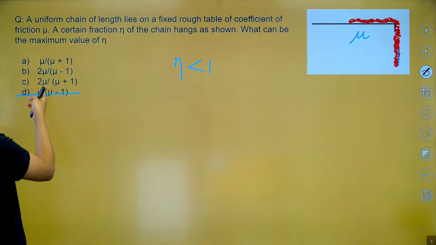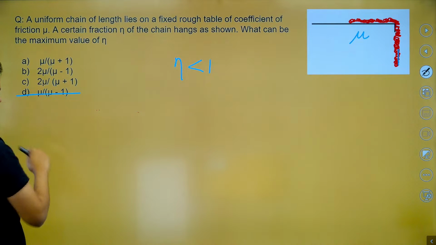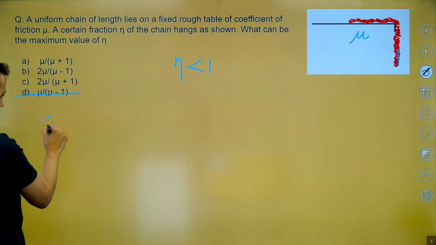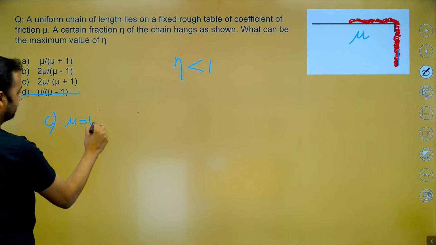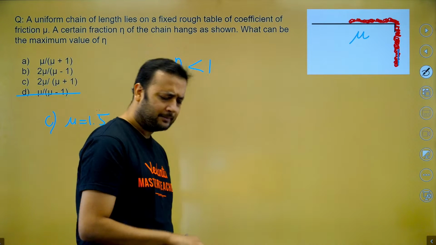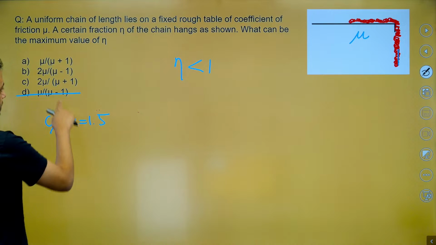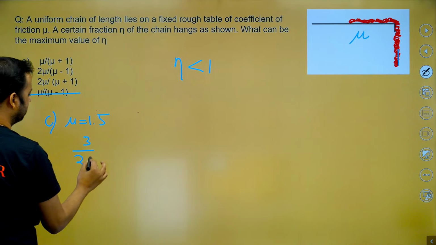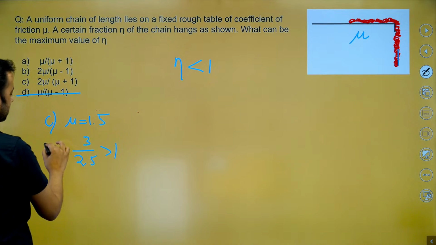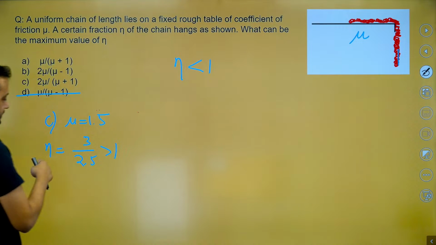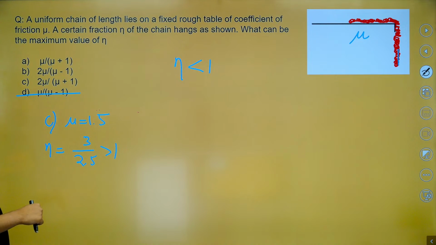Again, let us put mu as 1.5 and check option C. Some students feel that mu cannot be greater than 1. It is not true. Mu can be greater than 1. So if you put mu as 1.5, this will become 3 upon 2.5, which is greater than 1. Eta becomes greater than 1, but of course we knew that eta was less than 1. So option C is not allowed.